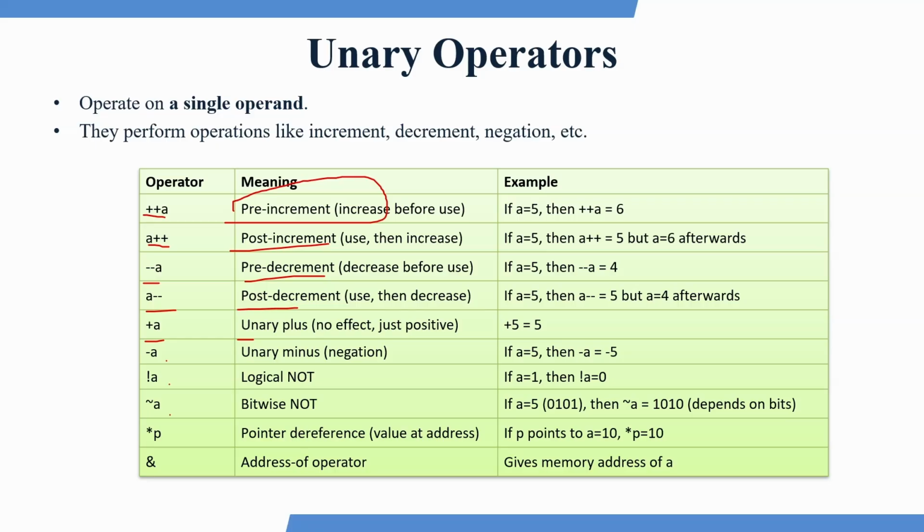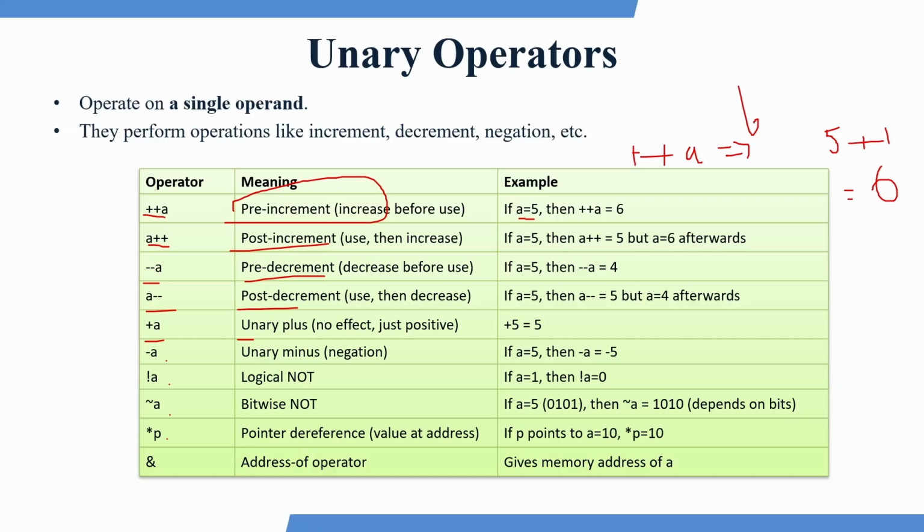This is logical not, bitwise not, and this is pointer dereference and address of operator. So what is the meaning of the increment operator? It will increment the value in that particular location by 1. Assume the value stored in a is 5. If you give a statement like plus plus a, it will increase the value stored in a by 1. So the result we will get is 6. So plus plus a means the output value is 6.